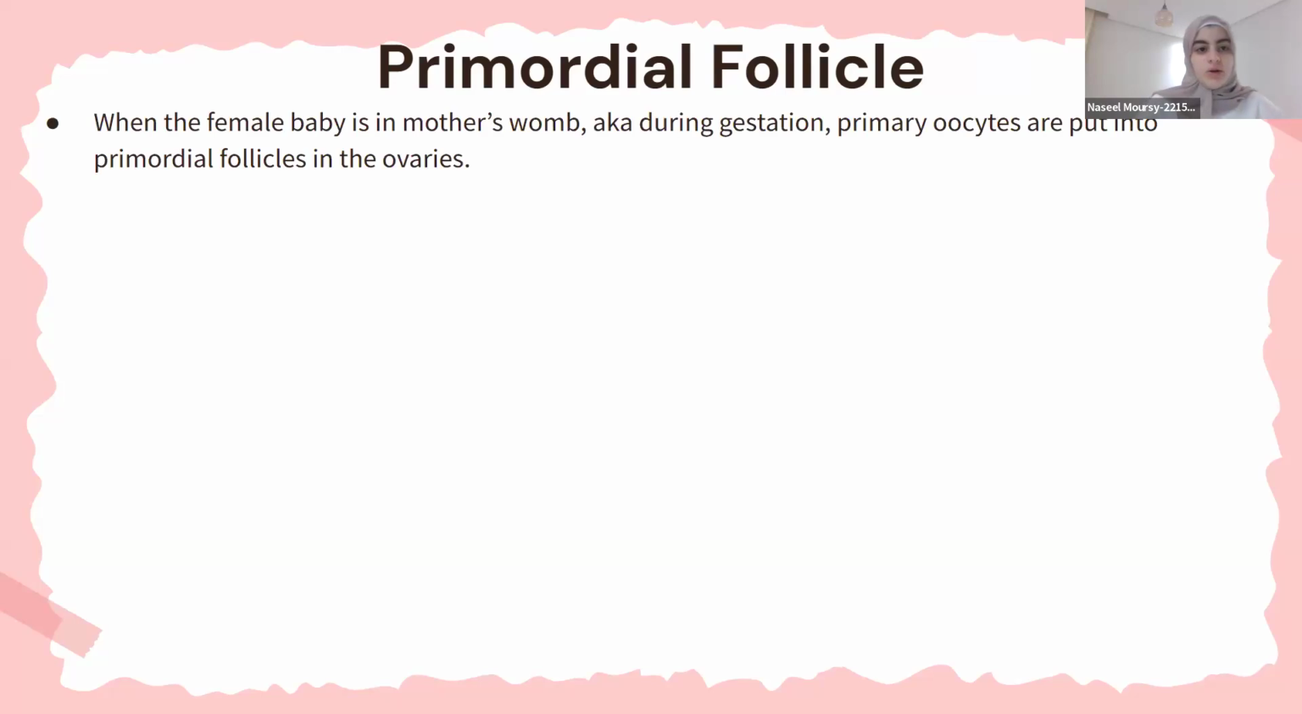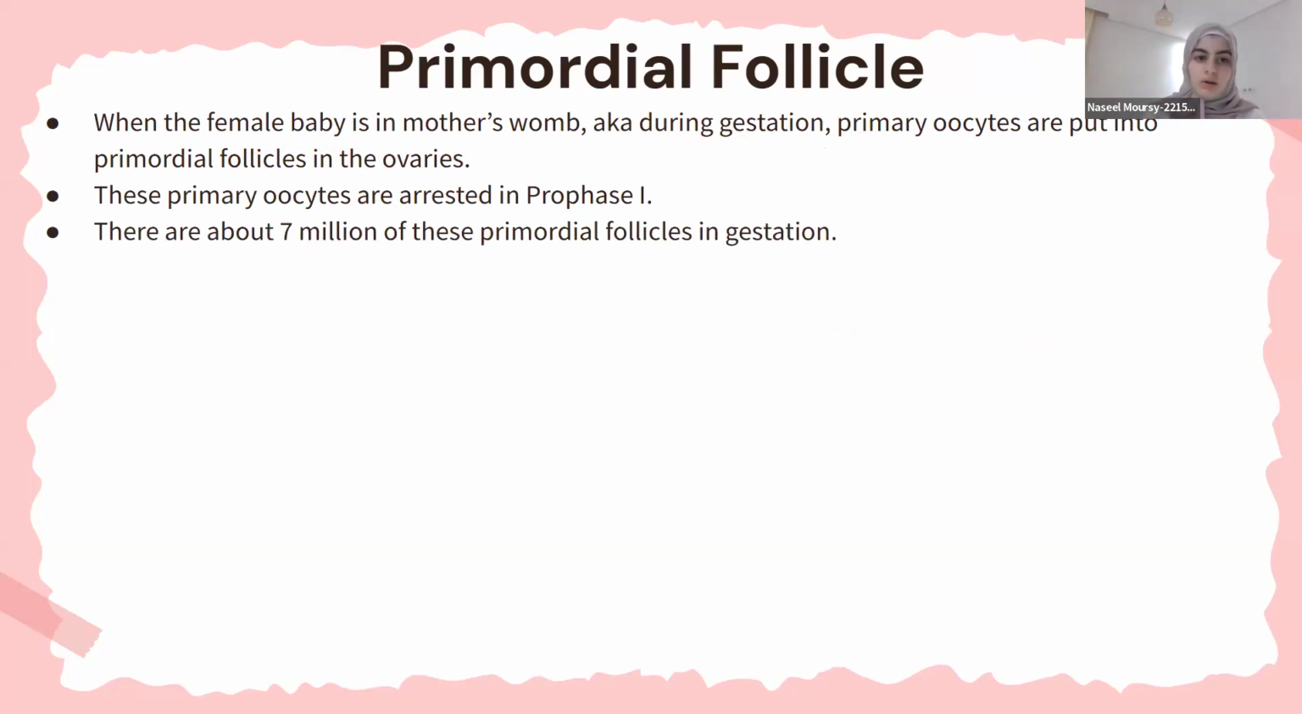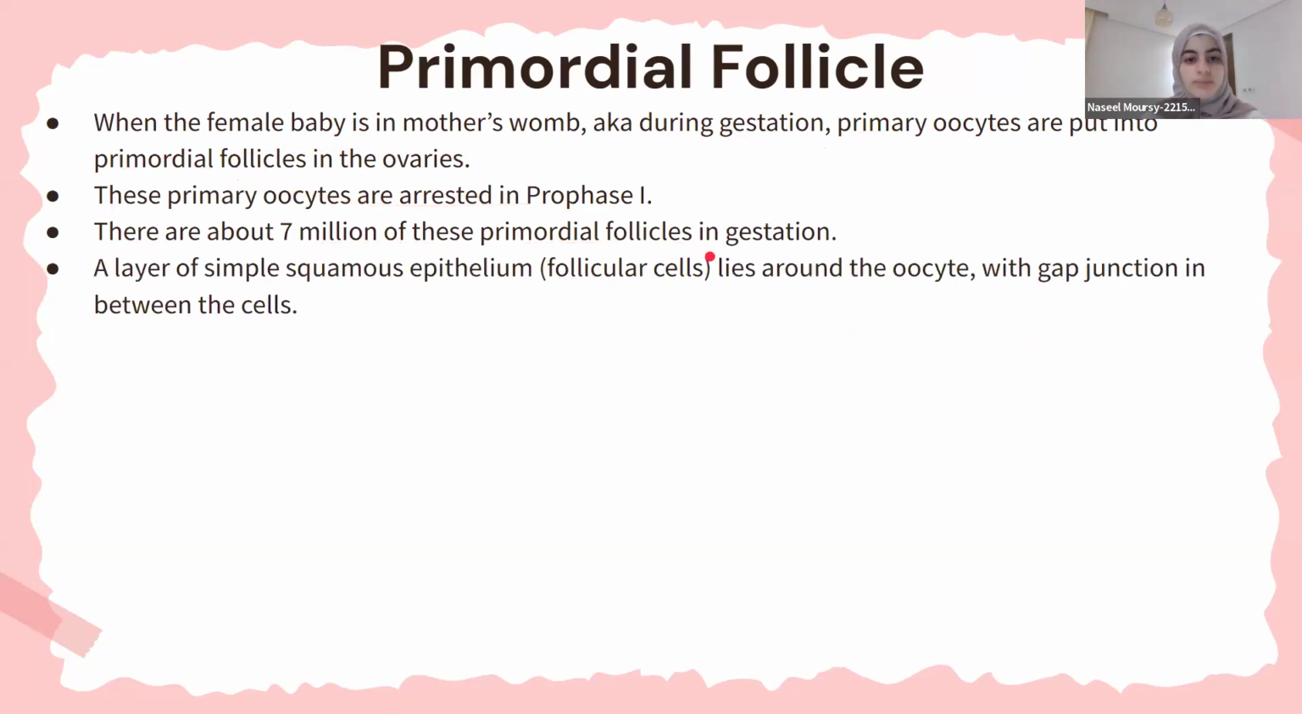Okay. So when the female baby is in the mother's womb, during gestation, primary oocytes are put into the primordial follicles in the ovaries. Now, these primary oocytes are arrested in prophase 1. We'll talk about the oocyte itself and the meiosis that goes on in it later on. Okay. There are about 7 million of these primordial follicles in gestation.